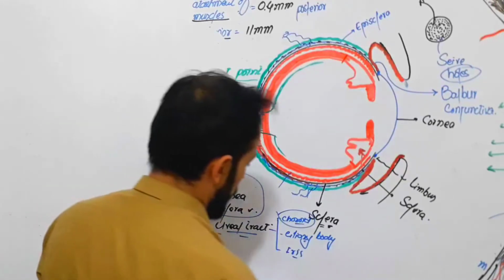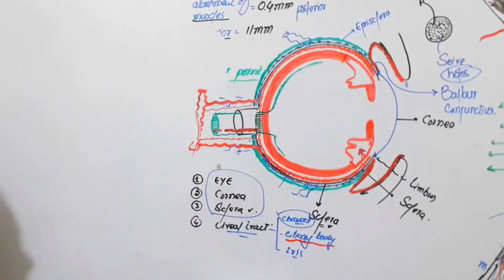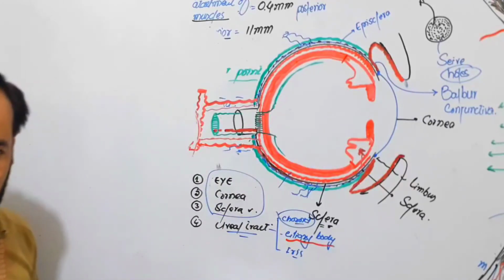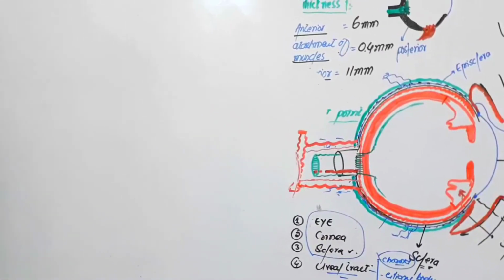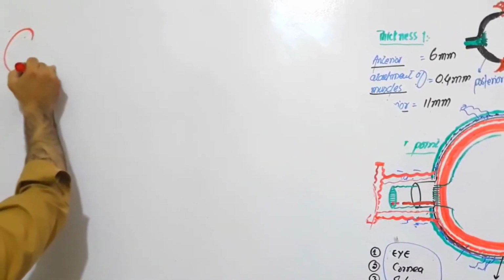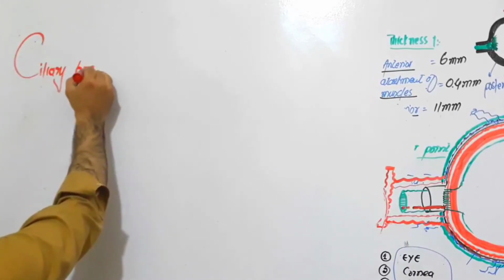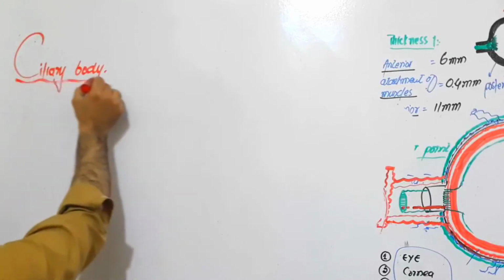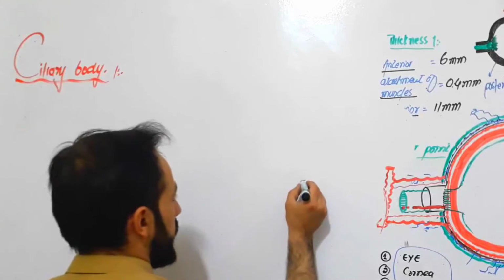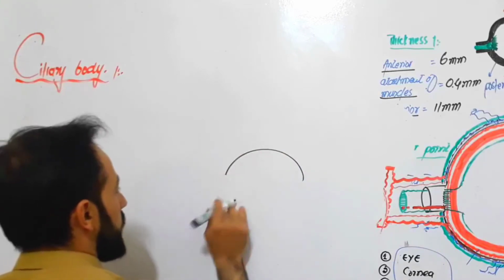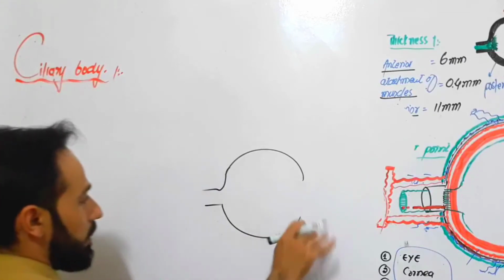Now we are discussing the ciliary body, what the ciliary body is and how it is organized, right? So let us discuss the ciliary body. First of all, let me introduce where exactly the ciliary body is present. Let me draw a very simplified diagram here. For example, my dear friends, this is our eyeball, right?